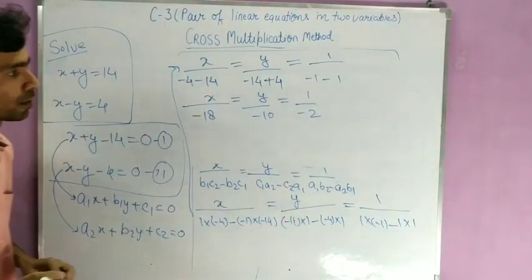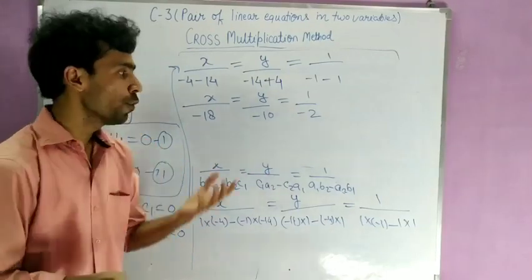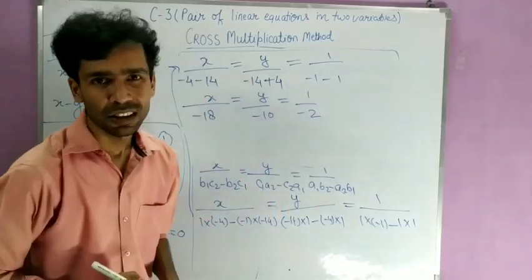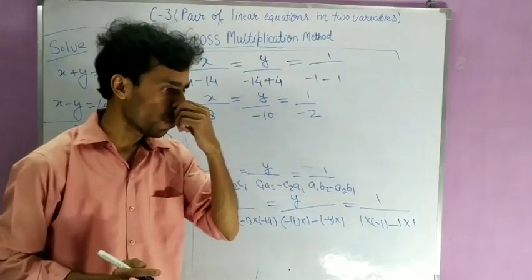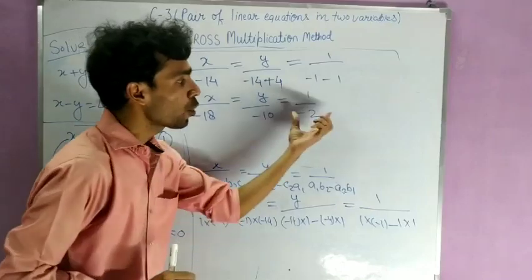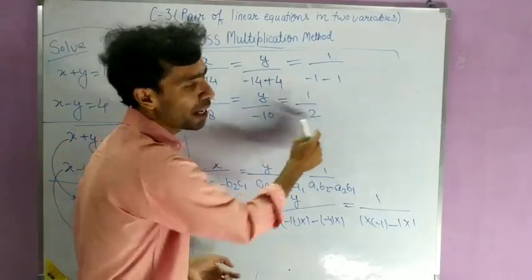Okay, now after that what will you do? You can see all these three are equal to each other. But we have to find the value of x and y. So what we will do, we will equate x and y to the constant term, because in this expression the constant term is only 1 upon minus 2.